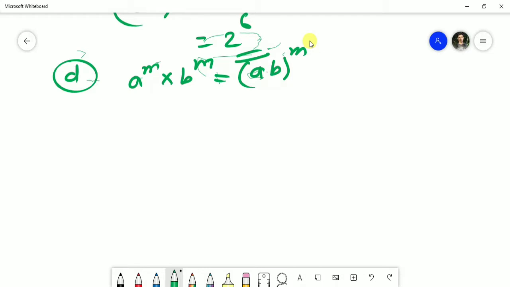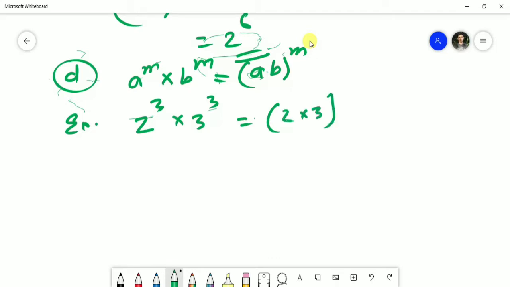Okay, now I will show you the example. You can easily understand from that example. Let's suppose 2 power 3 into 3 power 3. So what we have to do, we have to multiply 2 into 3 and the power will be the same. It means that 2 times 3 is 6 and the cube, 6 cube.